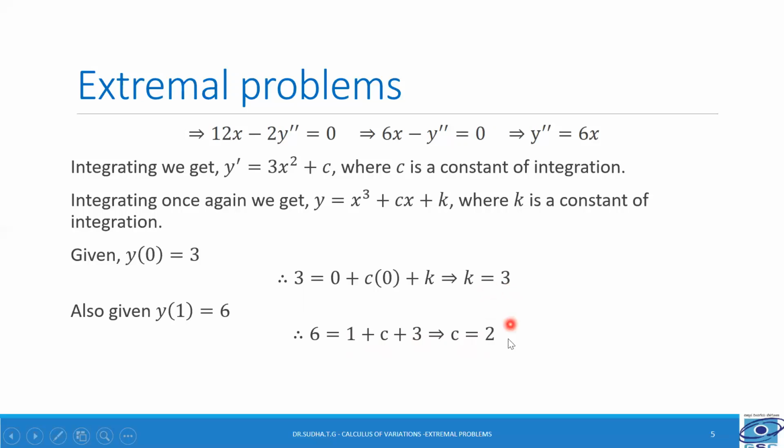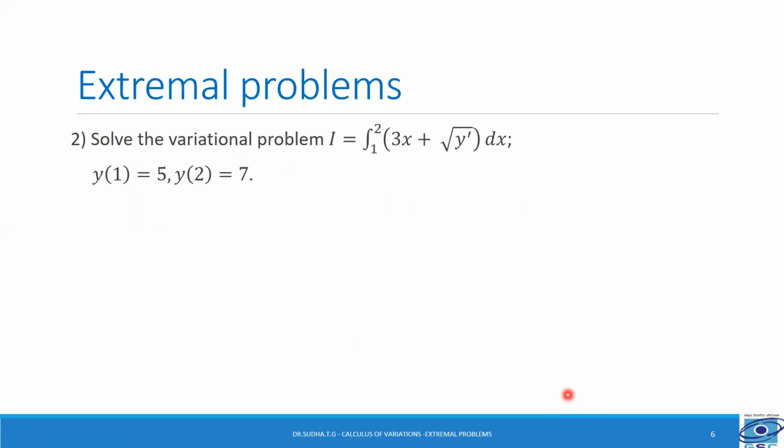Put these two values of k and c in the expression for y. So you get y is equal to x cube plus 2x plus 3, which is the required extremal. Hope you followed this. Let us go to the next problem.